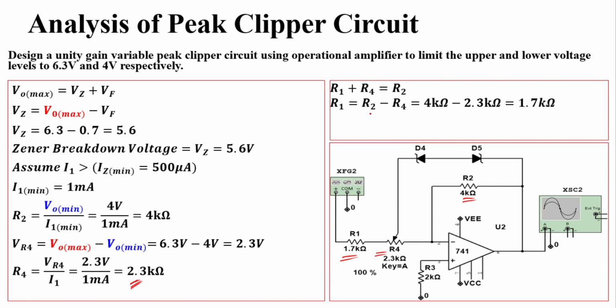So R1 is equal to R2 minus R4. We have obtained the value of R2 and R4. Substituting those values, we can get R1 is equal to 1.7 kilo ohm.